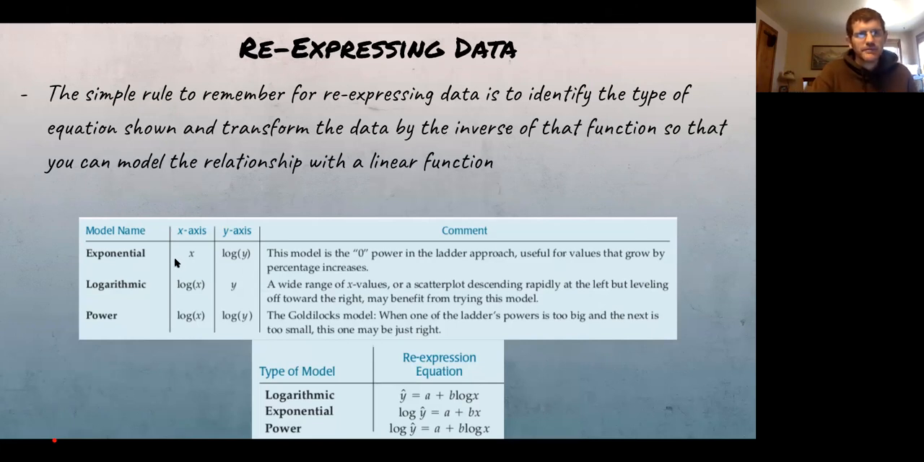So bottom line, if you have an exponential, you want to do the log of y. If it's logarithmic, you want to do the log of x to convert it. You're not actually going to be doing this conversion. Here's really all you're going to need to know about. If this has been re-expressed, your regression equation is going to look something like this. Maybe it was exponential. Now you're going to have log of y hat, not just y hat. If it's a power function, you're going to get two logs that you have to deal with.